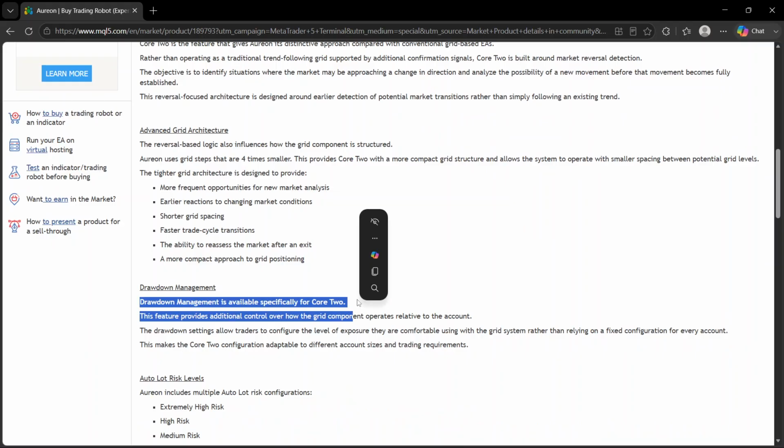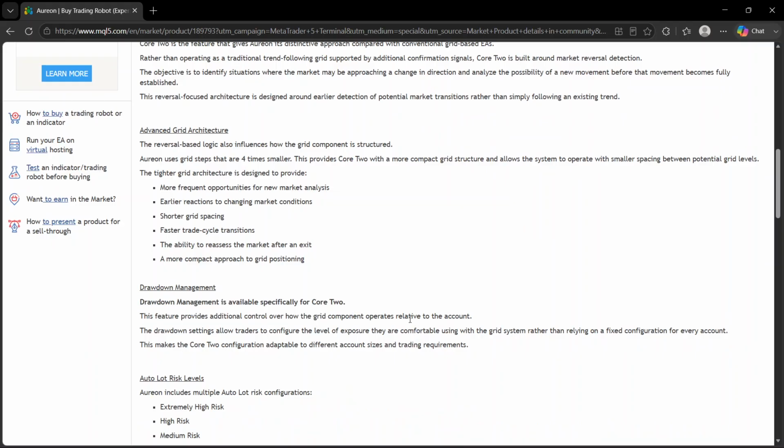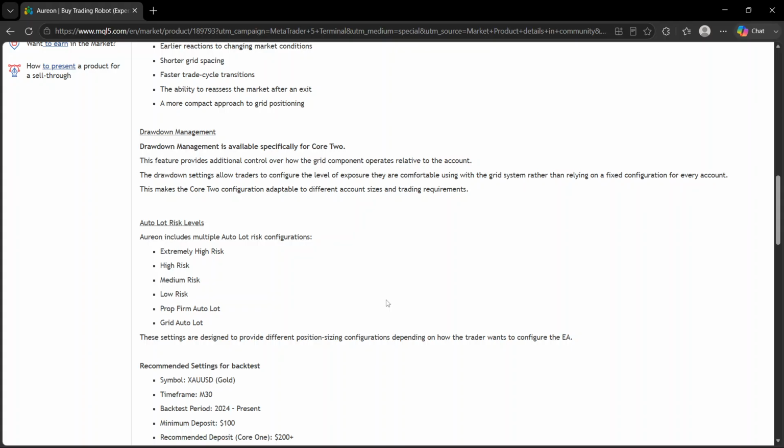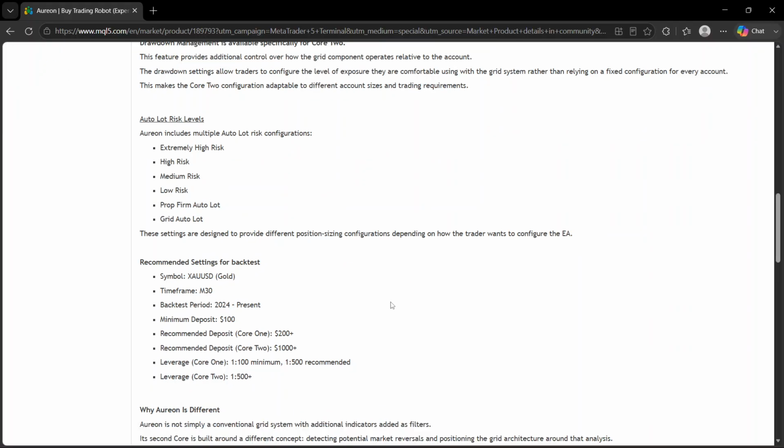Now they push the idea that this isn't just another conventional grid with extra indicators slapped on, and the second core is framed around reversal detection combined with that compact grid structure. So the whole system can reassess conditions more often without relying on established trends. Now one core does trend following plus reversal with hard stops, and the other does the reversal grid with the drawdown controls. Now before we move on to my backtest, let's go over the recommended settings for backtest in case you want to test it on your own.